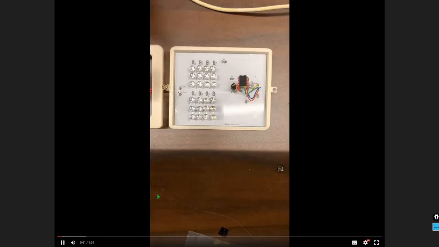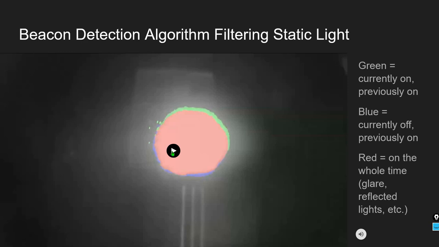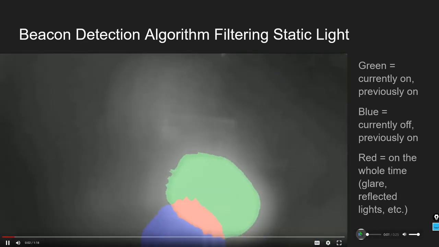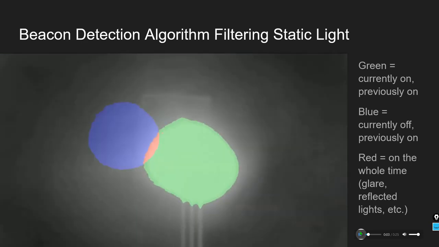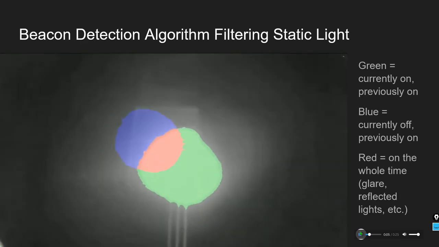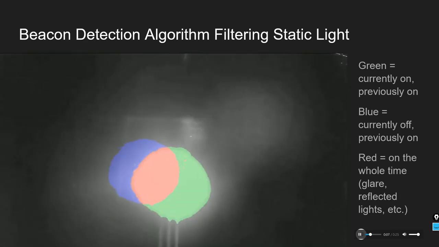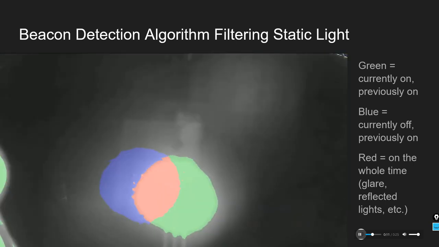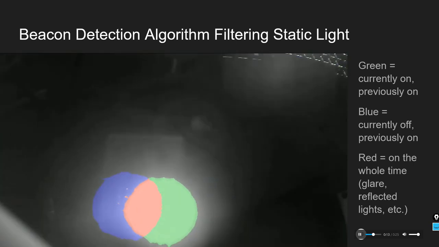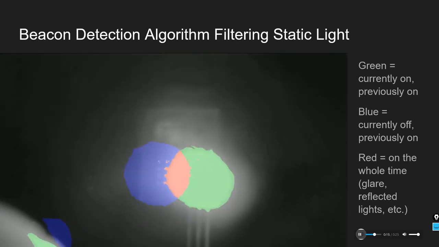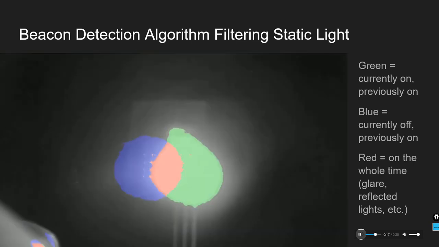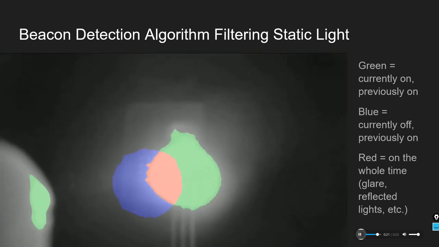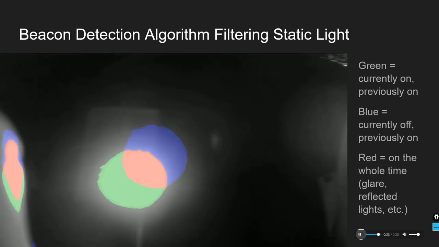Here we have the design for the detection algorithm. The beacon flashes at a known frequency, so the algorithm looks for pixels that are flashing at this same frequency to find positions that could be created by the beacon. The red is all of the pixels that are on, but were also on half a period ago. So this is light that we want to filter out.